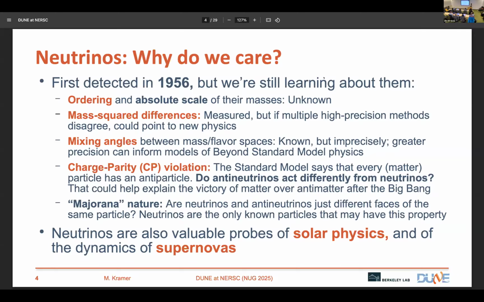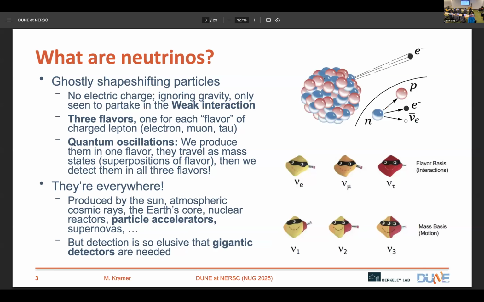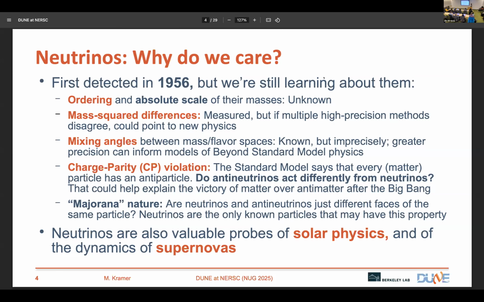We know the differences in the squared masses because oscillation tells us that. But we can shift the three masses up and down a scale while preserving these mass square differences. So we don't know what that absolute offset is. We know the misalignment between the mass states and the flavor states, this superposition that we see here. We know the size of that, and that's expressed in terms of these so-called mixing angles. But we could measure them more precisely. And if we do, we might find inconsistencies in the model, and that could point to new physics. And finally, one of the big questions about neutrinos is whether they violate the symmetry known as charge parity.